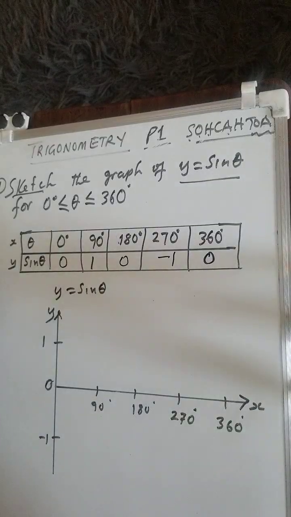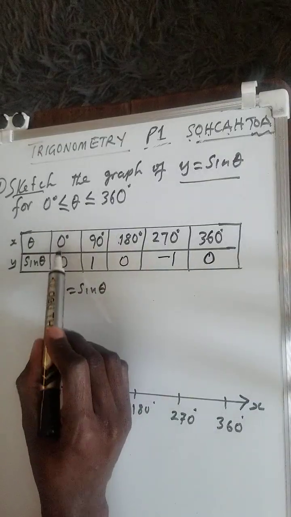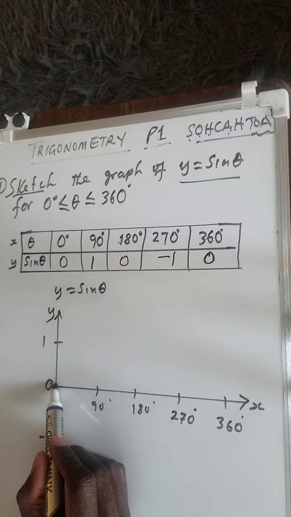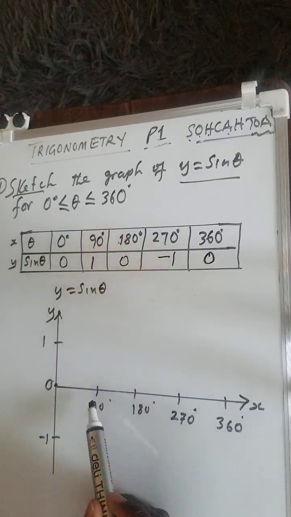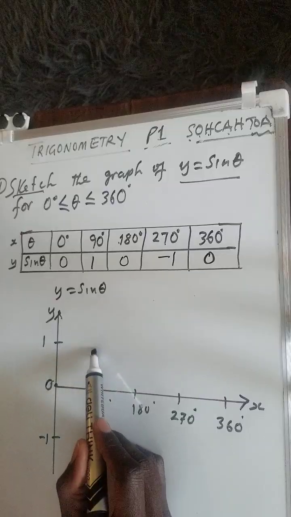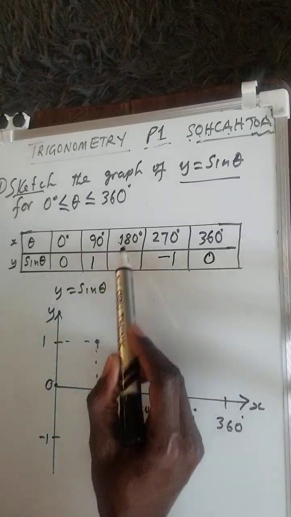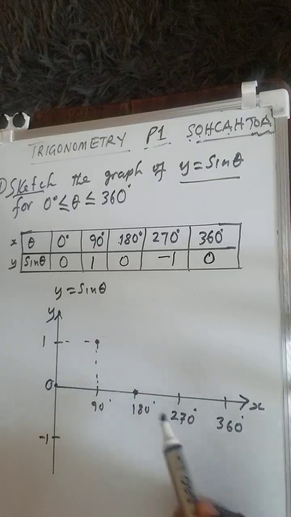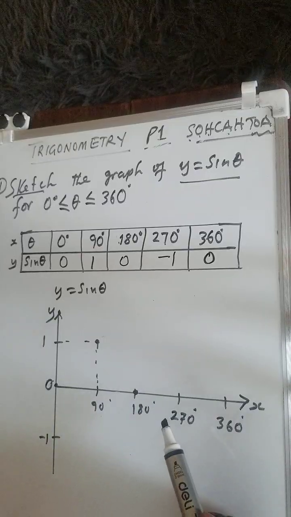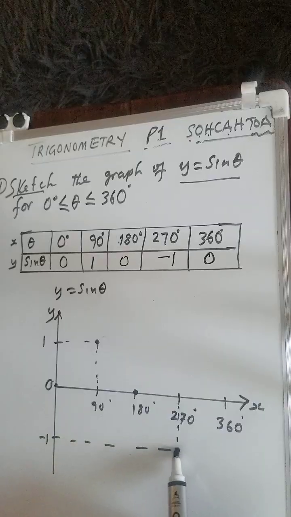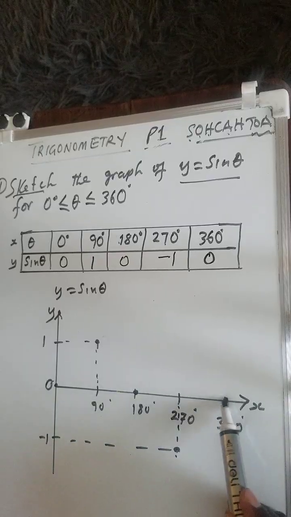So what do you need to do there? It's very simple. You plot 0, 0, you are going to have a point there. Then 90, 1, to remember where they are meeting, there will be a point there. And then 180, 0 is the point here. Then 270, -1 down here, so where they are meeting, that's the point, and 360, 0.